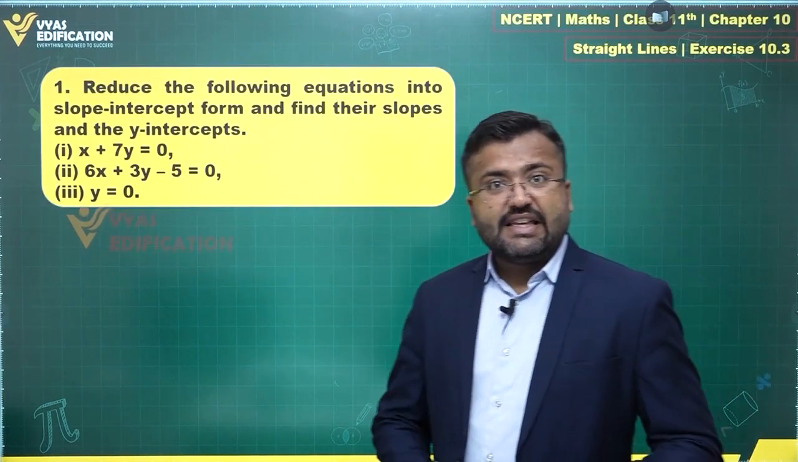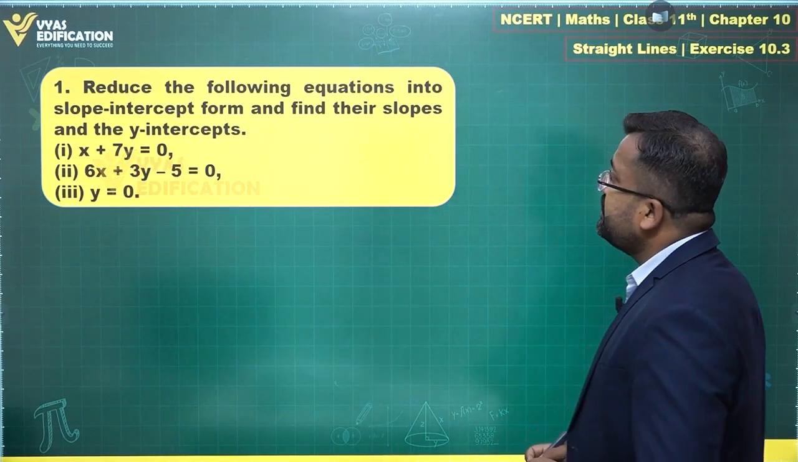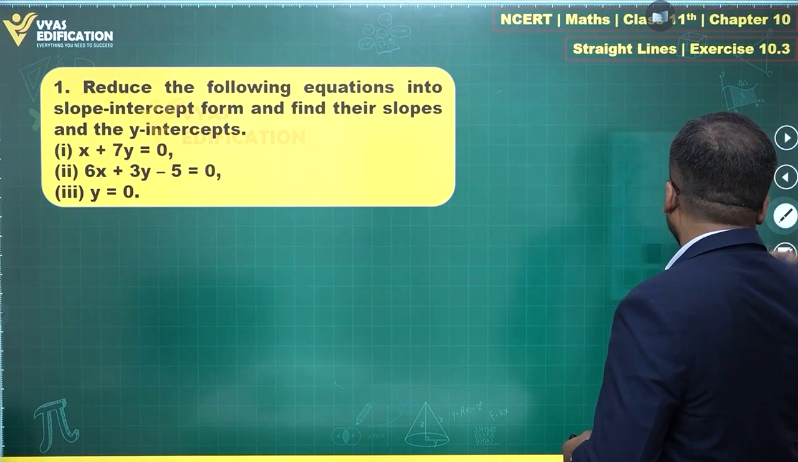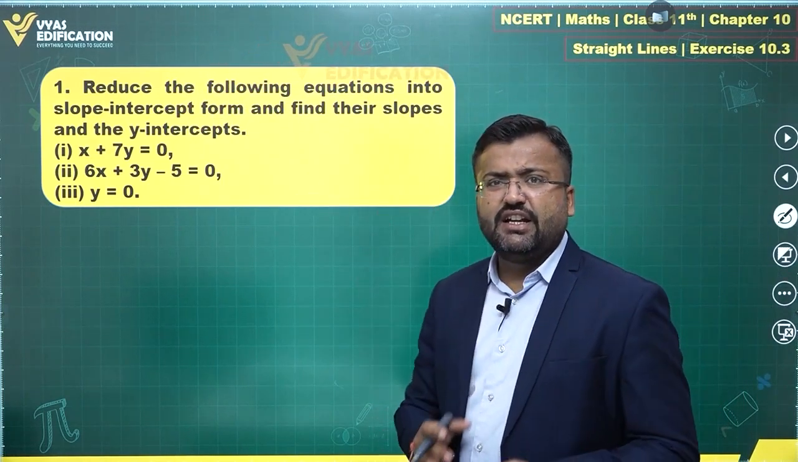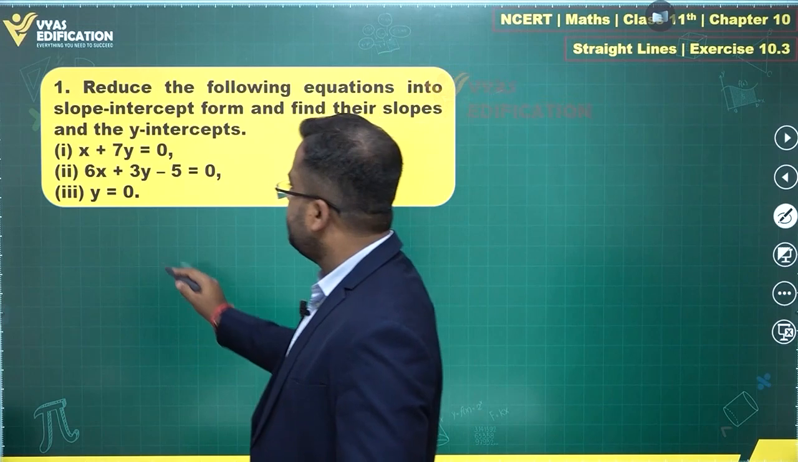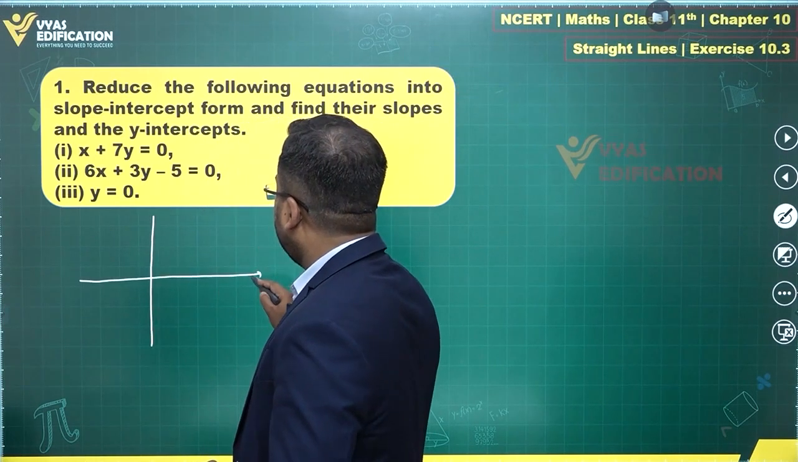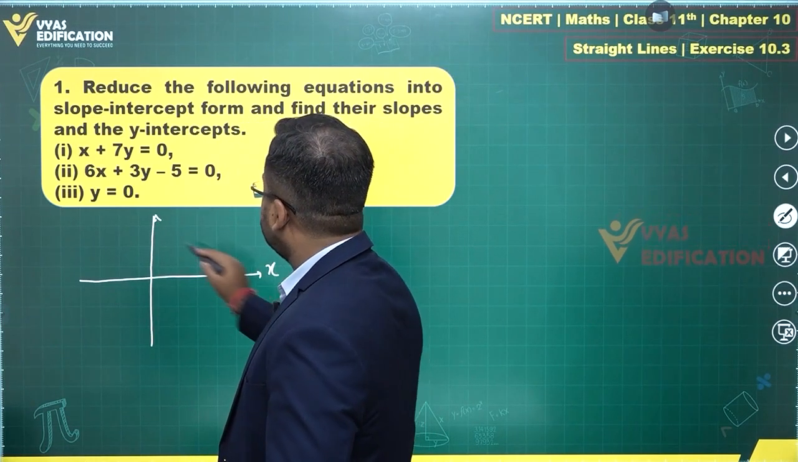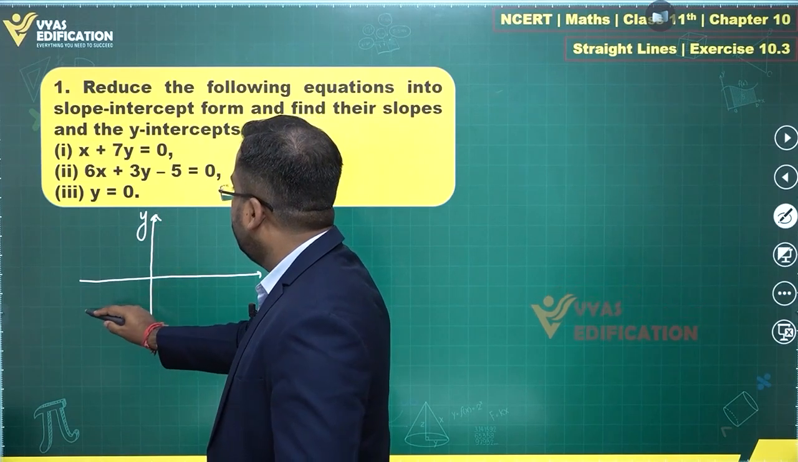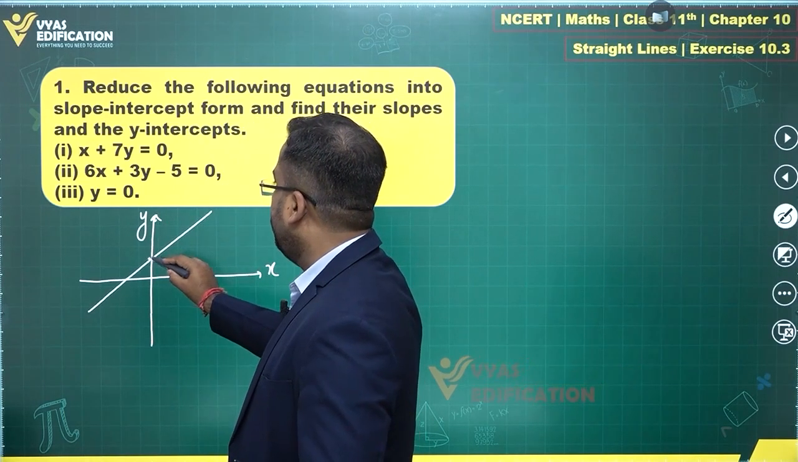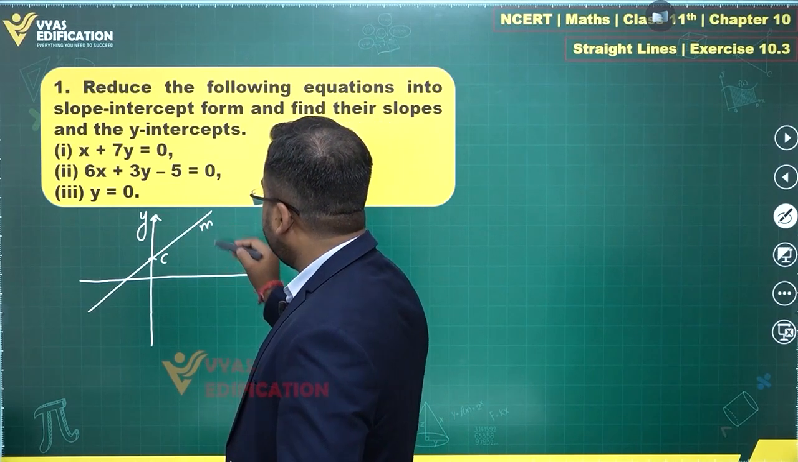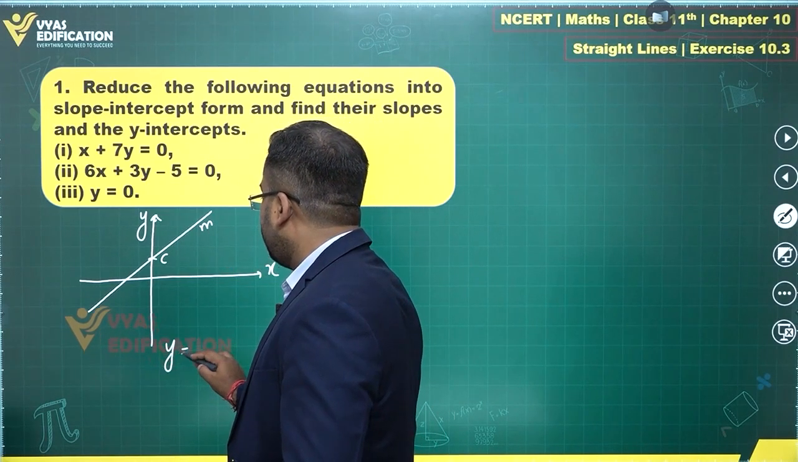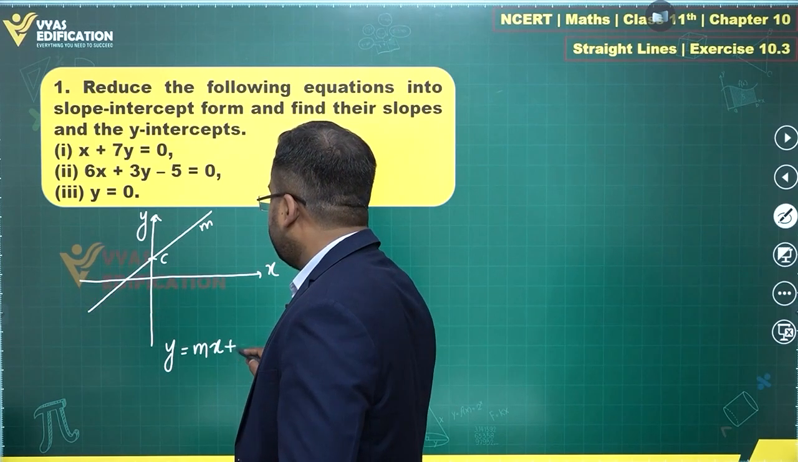The first question says that reduce the following equations into slope-intercept form, and find their slopes and the y-intercepts, right? Now what is slope-intercept form? If you may recall, for this x-axis, this y-axis, and this line which has this y-intercept as c, and slope of this line is m, the equation will be y is equal to mx plus c.